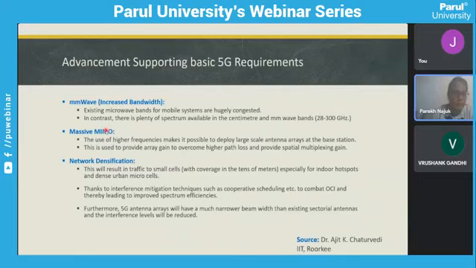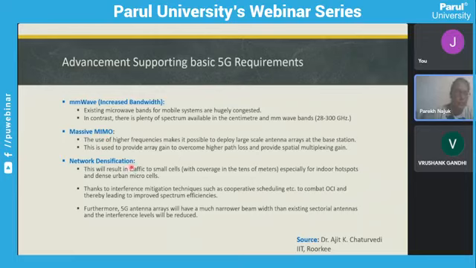Then there is massive MIMO. The use of higher frequency makes it possible to deploy large-scale antenna arrays at the base station. Your smartphone, if you are using an iPhone or any smartphone, has 8 antennas in it. Can you imagine 8 antennas in a one-foot mobile? So it uses the massive MIMO concept. It gives you a lot of gain. With more antennas, you have more array gain, to overcome the path loss and provide the spatial multiplexing gain. This is the thing with the massive MIMO concept. So these advancements we can use for 5G.